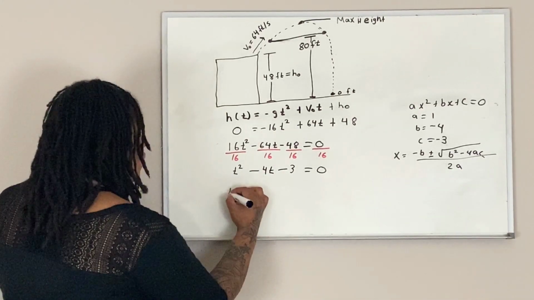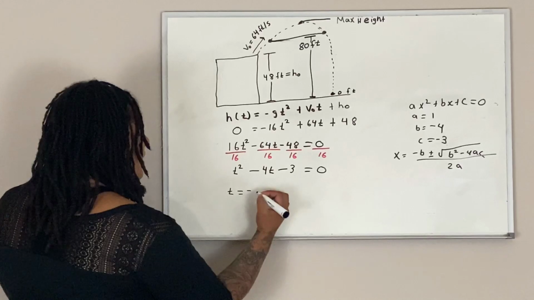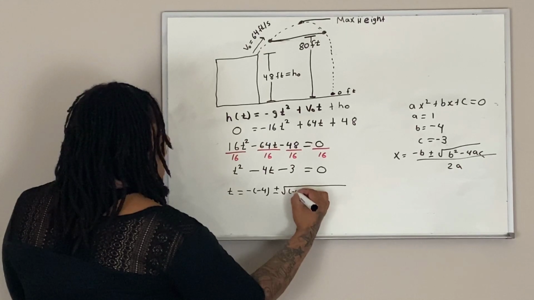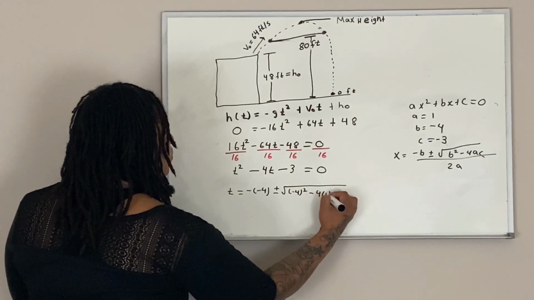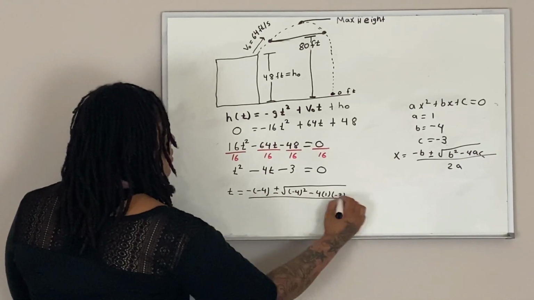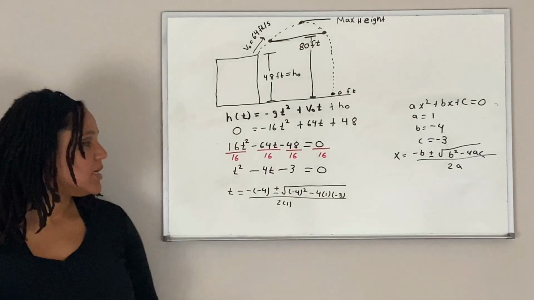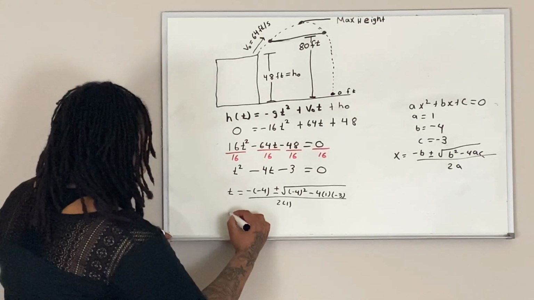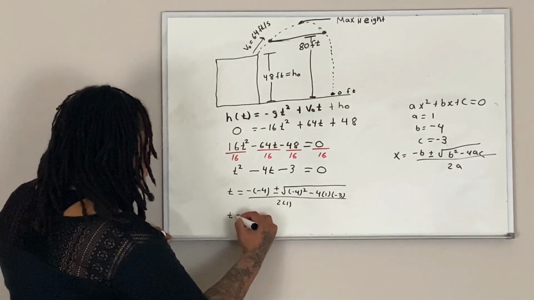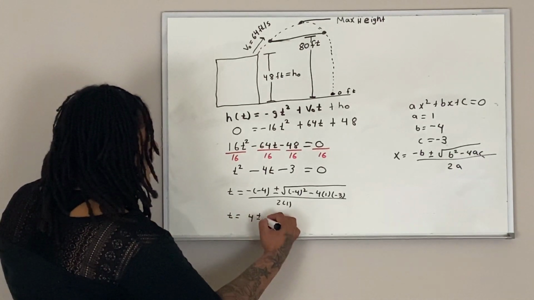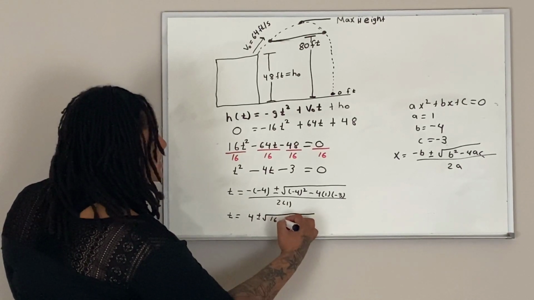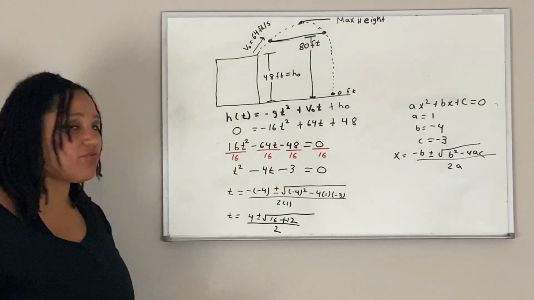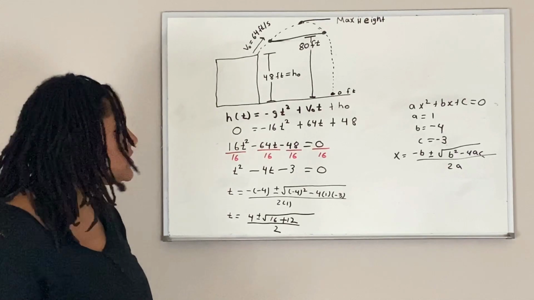So in our problem, it's going to be t is equal to negative of a -4 plus or minus the square root of -4 squared minus 4 times 1 times -3 all over 2 times 1, okay? So now I just need to sort of clean it up a little bit. So we have t is equal to 4 plus or minus the square root of 16 plus 12 all over 2. And I'm just going to erase this side so we can have a little space to continue our work.